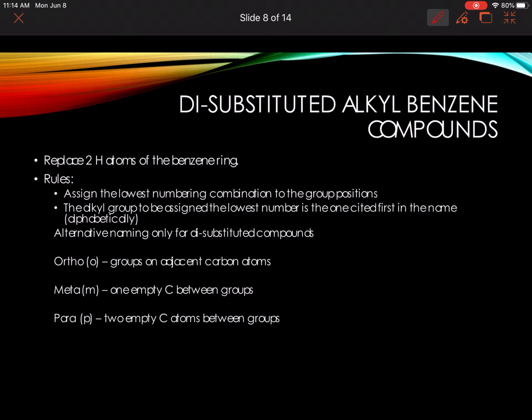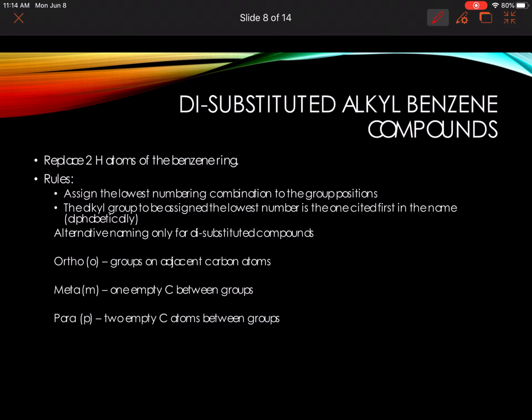Okay, so we're going to take a look at di-substituted. So what happens when you've got 2 things substituted on it? 2 hydrogen atoms have been replaced on your benzene ring with alkyl groups. Again, you're always looking for lowest numbering combinations. So you always want to pick the lowest numbering combinations, and then the alkyl group that gets the lowest number is the one that you would name first. That's going to be alphabetical. So the one alphabetically that comes first gets the lower numbering combination.